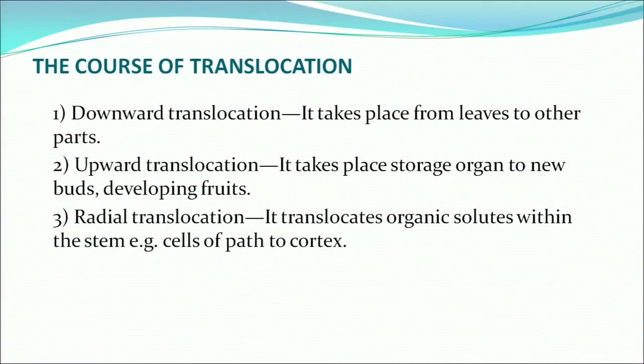The course of translocation, we have already discussed, has three ways. One is downward translocation, next is upward translocation, and another one is radial translocation. Downward translocation takes place from leaves to other parts, and upward translocation takes place from storage, that means the leaves, to new buds and the developing fruits. Radial translocation translocates organic solutes within the stem, from the cells of the pith to the cortex.